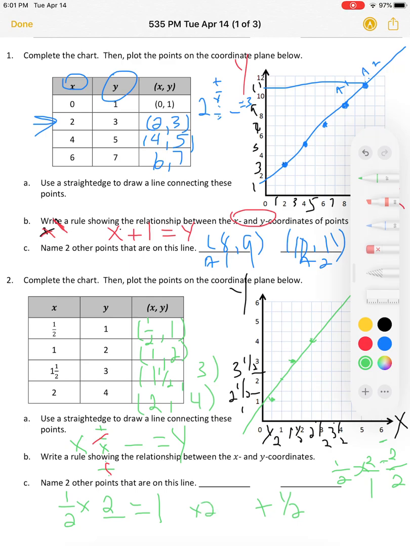Okay? All right, Ms. Norm is going to erase a little bit so that we have some more room and brain clarity. Okay? And then we'll test out our rules to see which one fits all of our coordinate pairs. So 1/2 times 2 equals 1. If this is the rule, it works here. 1 times 2 equals what? 2. Yes, it does work.